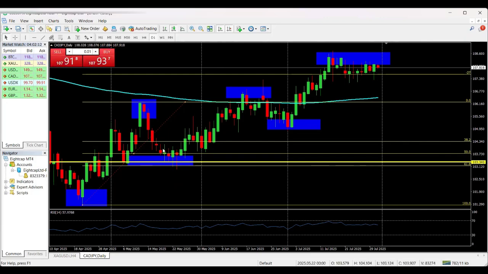As you can see right here, we have one, two, three, four, five, six, seven touches between the 50 and 61% level, which is a clear indication that the market is not trying to go past this level, which is a good indication for us to start looking for buys, right? So that's the first thing you gotta see at the 50 and 61% level.